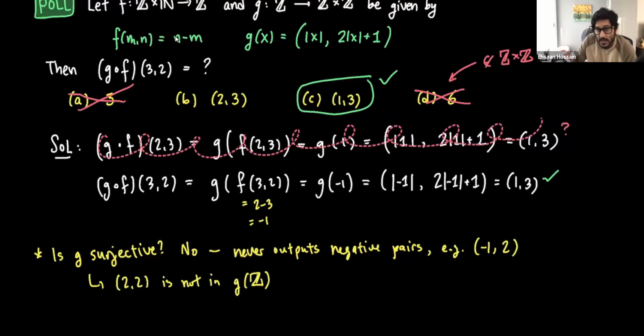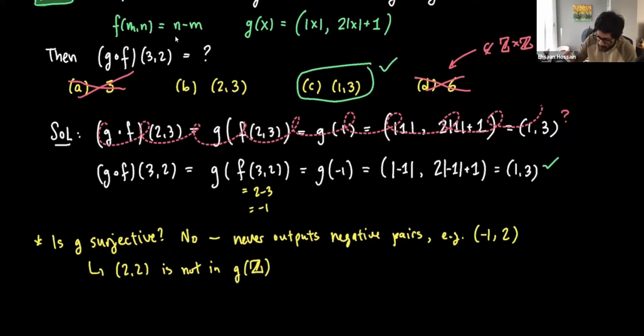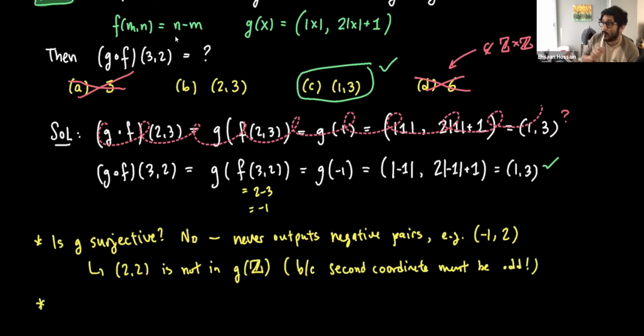Give me a one-word answer as to why this is not in the image of g. Exactly, Nick got it. Odd numbers, right? Because the second component, 2 times x plus 1, is always odd. Or maybe I'll just say the second coordinate should be odd. Nice. Very good.